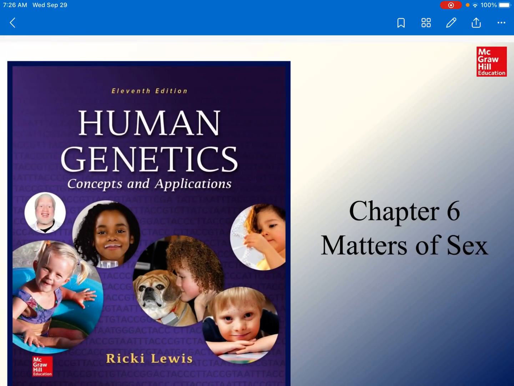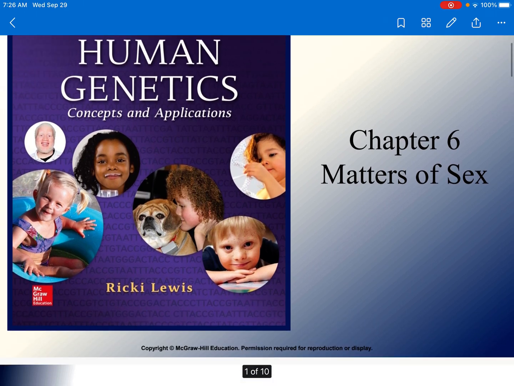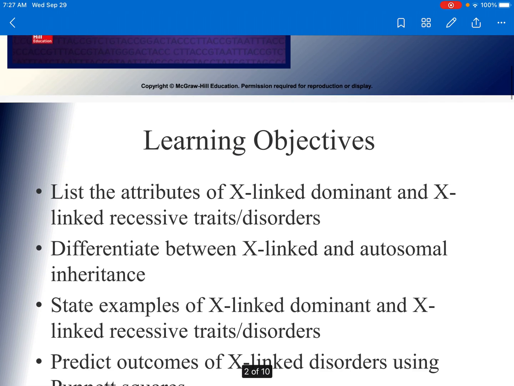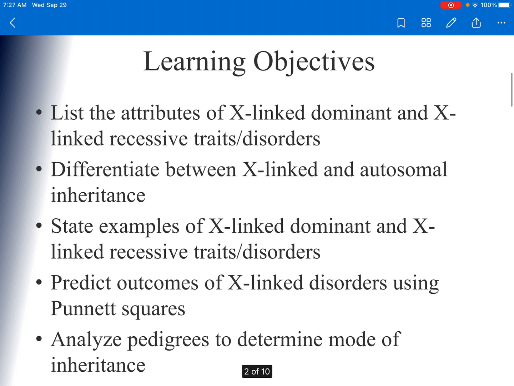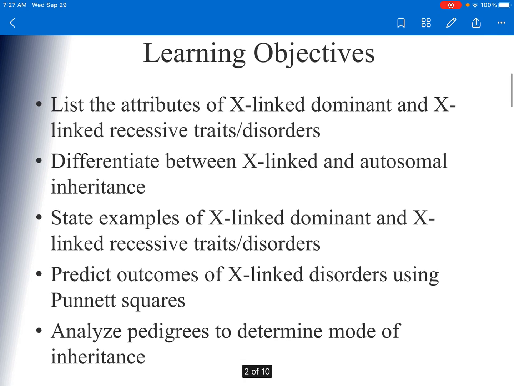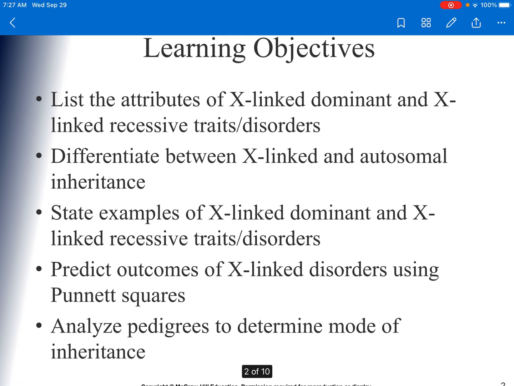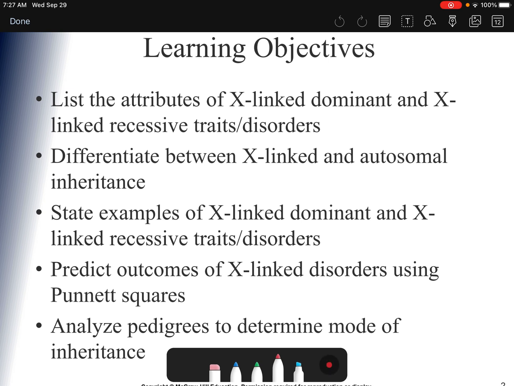The next little section, I just took a portion of chapter 6, and it really focuses on the sex-linked traits and to really differentiate those from the autosomal traits that we've been talking about so far. So our main learning objectives is to look at some different attributes of X-linked dominant and X-linked recessive disorders or traits, just like we did with the autosomal disorders.